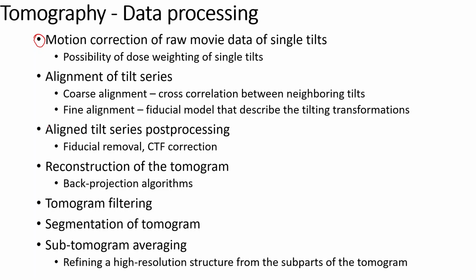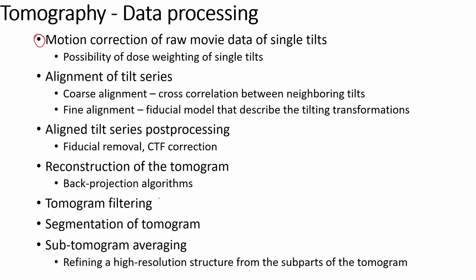Aligned tilt series are then post-processed. If we have our fiducials there, for example, the gold beads, they are very high contrast and make dark spots there. We can remove them by applying some min values in patches, or we can also do CTF correction if we are doing, for example, sub-tomogram averaging where we need it to achieve high resolution. Then when we have this aligned and post-processed tilt series, we can reconstruct our tomogram using different back projection algorithms that we will talk about.